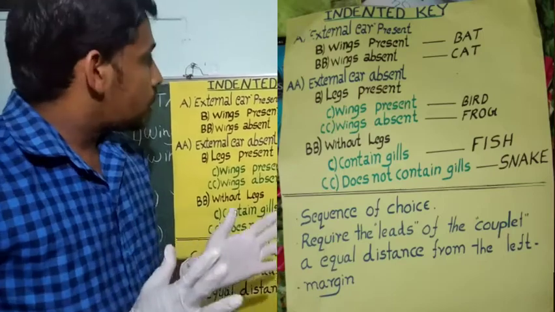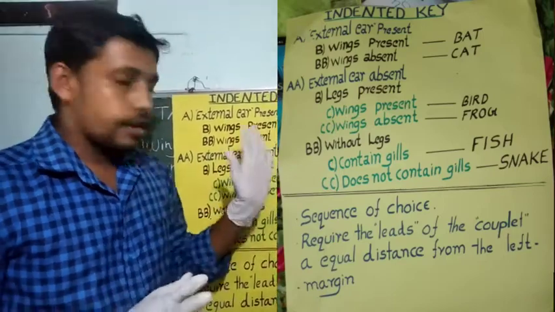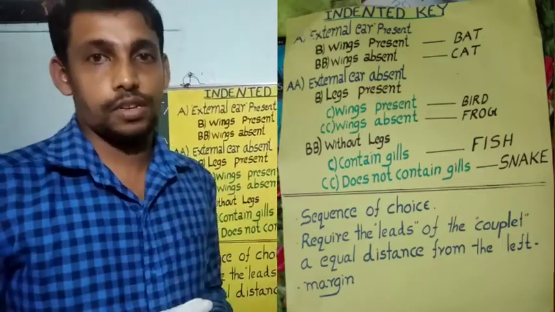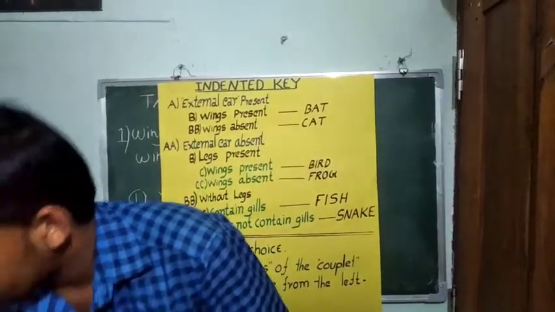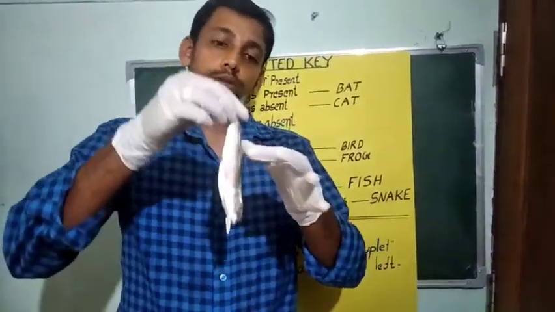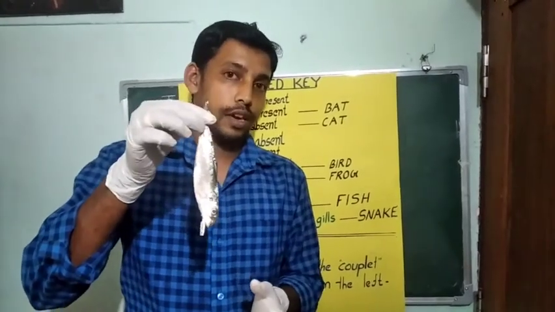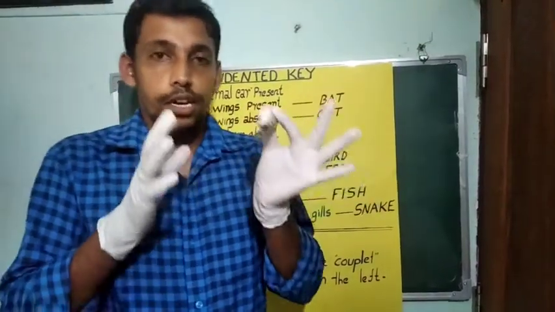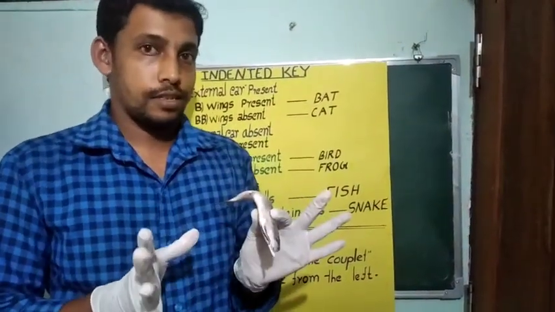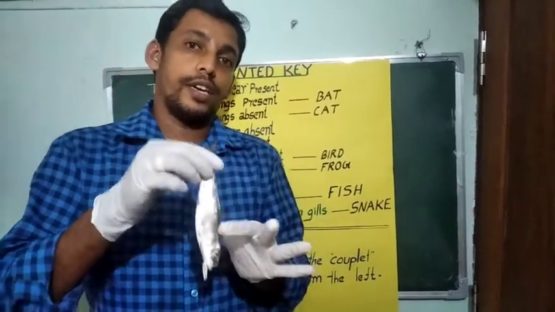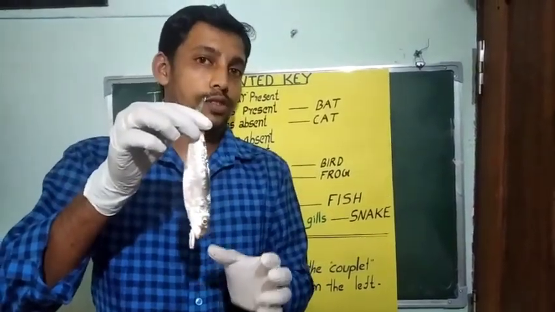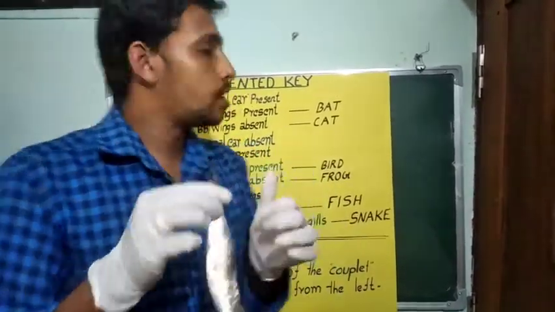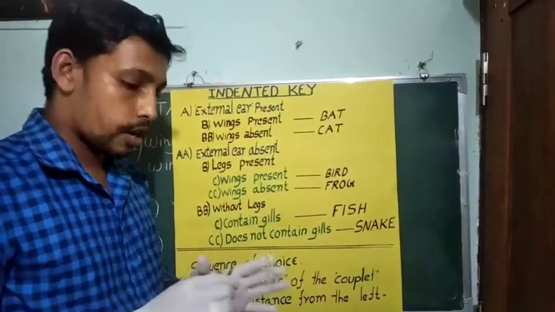Now I have given a key for the identification of a vertebrate. I am going to give you an example. Just look here. Now I am going to identify this animal. I don't know in which vertebrate group this animal belongs. Anyway, I am going to identify it by using this indented key.